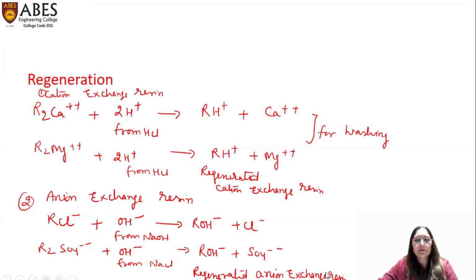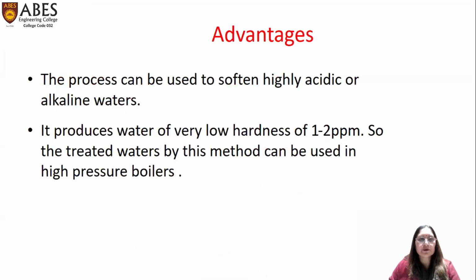Now coming to the advantages of this process. This process can be used to soften highly acidic or alkaline water. And in this process, water is obtained with residual hardness of 2 ppm, and this water can be used in high pressure boilers.